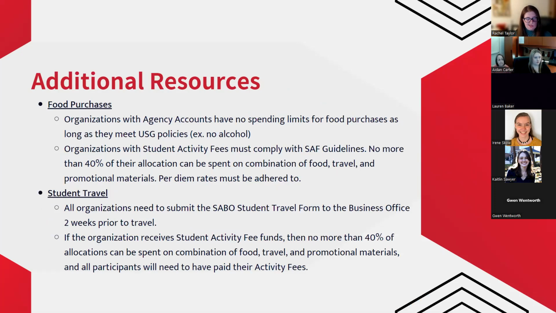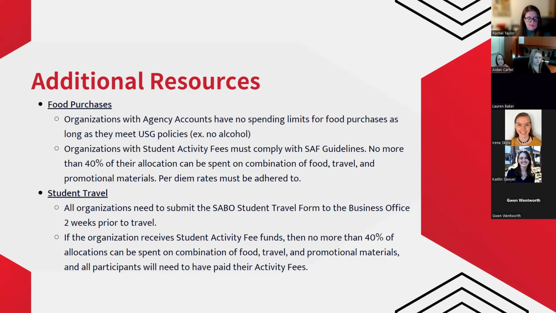Just quickly wanted to highlight some additional resources here for specific types of purchasing. So for food purchases, starting here, organizations with agency accounts have no spending limits for food purchases as long as they meet those USG policies, as we talked about right at the beginning. On the other side, organizations with student activity fees must comply with student activity fee guidelines. Again, no more than 40% of their allocation can be spent on a combination of food, travel, and promotional materials. And there are also per diem rates that must be adhered to, particularly with food. So please make note of that when you are purchasing from a vendor, that you're meeting per diem.